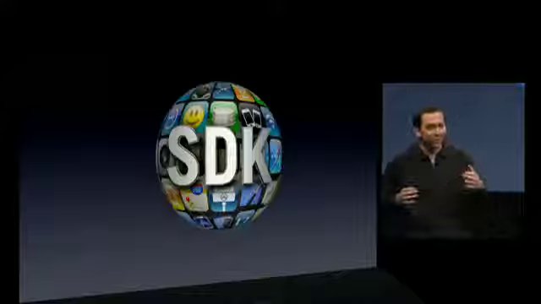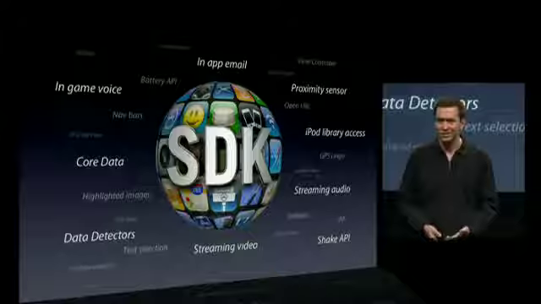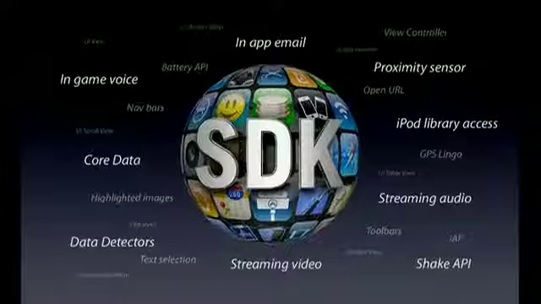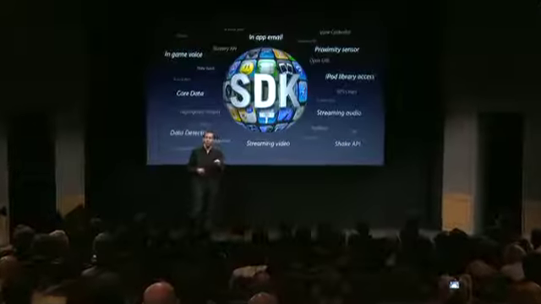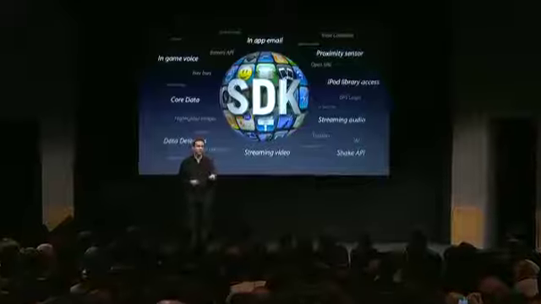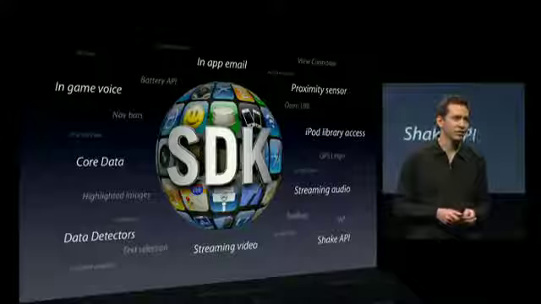So these are only a few of the more than 1,000 APIs that make up the SDK in iPhone 3.0. Let me touch on just a few more of these. In-app email. We now have an email sheet that you can use right from your application so you don't have to leave it to send an email. Proximity sensor is now a public API. This is a big one, iPod library access. Developers can now access, browse, and play music right out of the built-in iPod library on the phone.